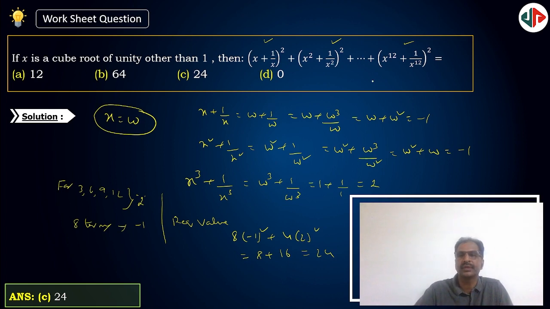Listen here, there are 12 terms altogether. Out of 12 terms, the terms which have powers as multiples of 3, that is x cube plus 1 by x cube, next x power 6, x power 9, x power 12, for all those 4 terms you will get the value 2. For the remaining 8 terms, you will get minus 1 and whole square of that. So 8 into minus 1 whole square plus 4 into 2 square, 24.